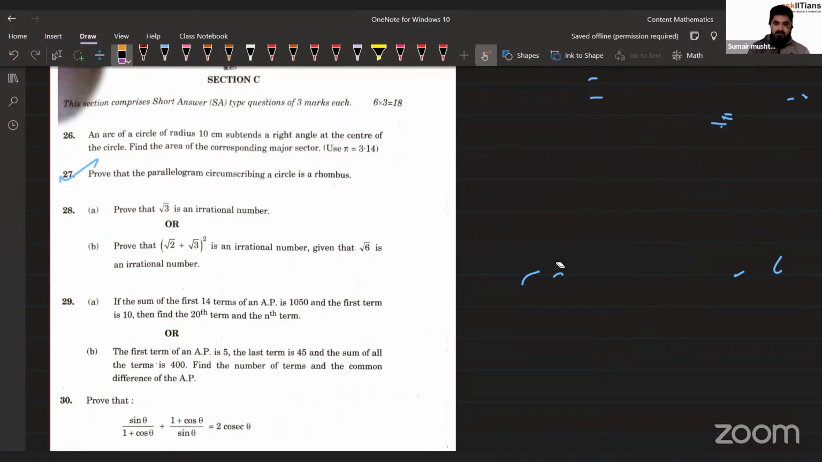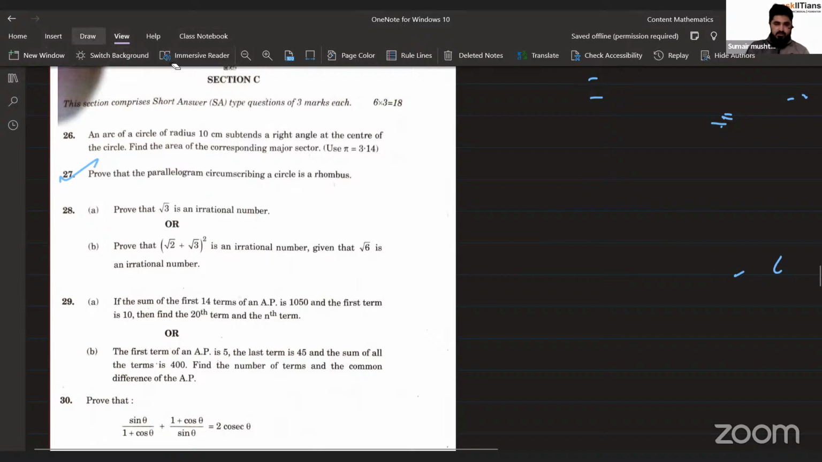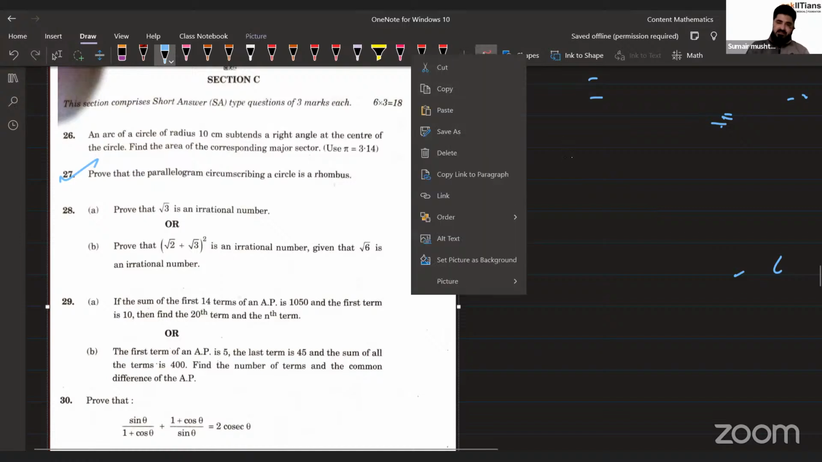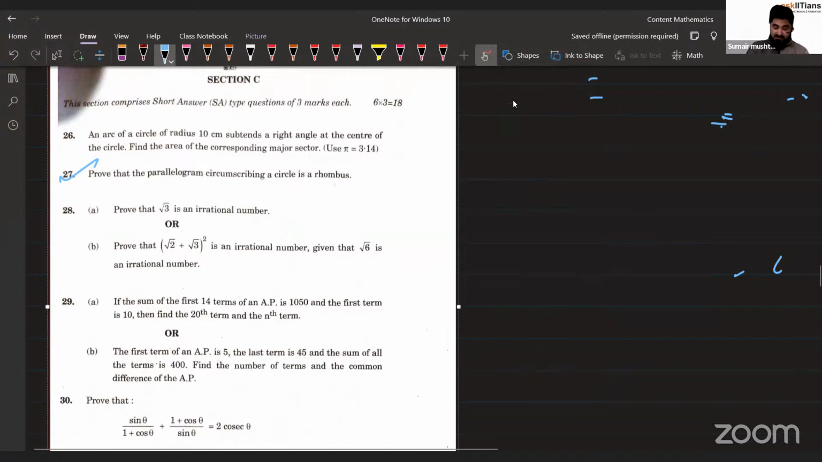Next one is simple again, easy. Show that root 3 is irrational. This has been shown many times in the class. Root 3 is irrational. How can you show this? Simply, this has been shown.